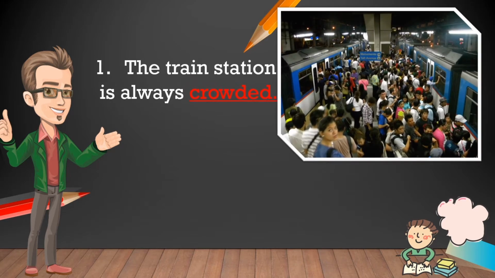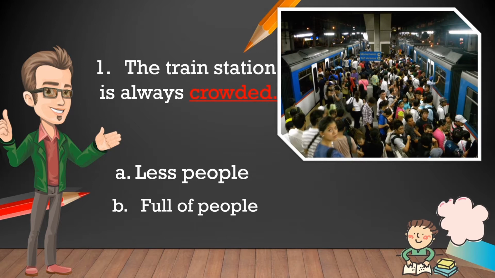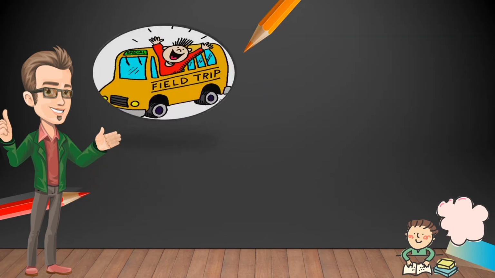Number 4. The train station is always crowded. The word is crowded. A. Less people. B. Full of people. The word crowded means correct. Full of people. It's letter B.